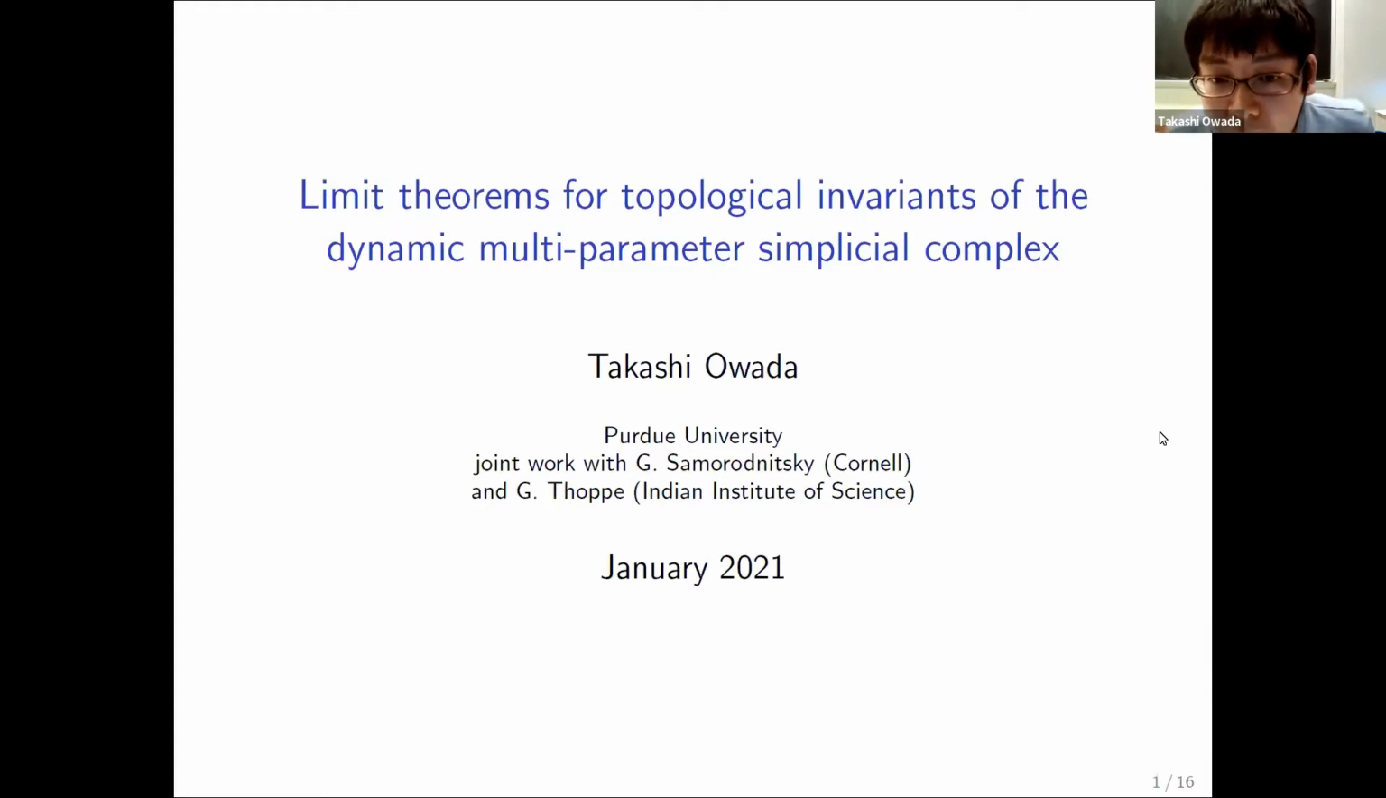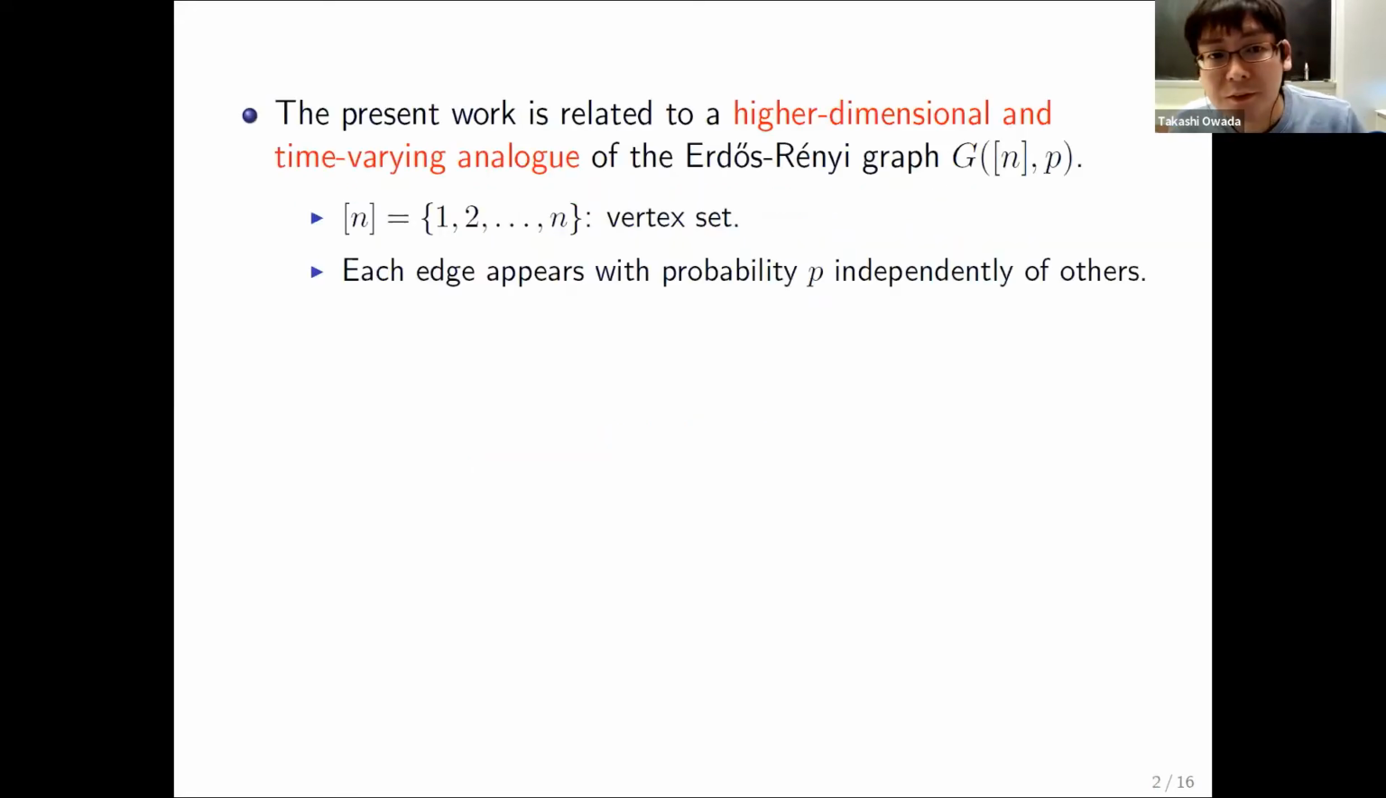So I'm very happy to have the opportunity to speak about my recent project. This is joint work with Gennady Samorodnitsky and Gugan Thoppe. This work is related to a higher dimensional analog of the Erdős–Rényi graph, the classical object, and the time-varying analog of the Erdős–Rényi graph.